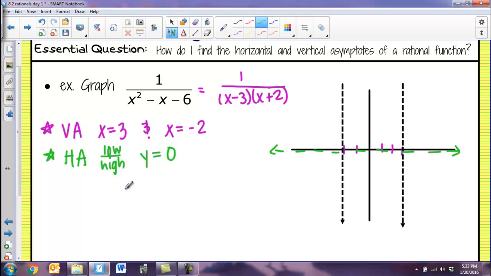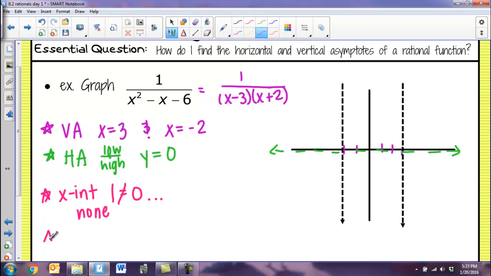Okay, now I go ahead and find my intercepts. For my x-intercept, remember I set the top equal to 0. So if I take the top and say 1 equals 0, that's not true, which means that there are no x-intercepts. So my graph is never going to touch that middle line, the x-axis. That's not because of the horizontal asymptote, it's just because that's how this happened to wind up.